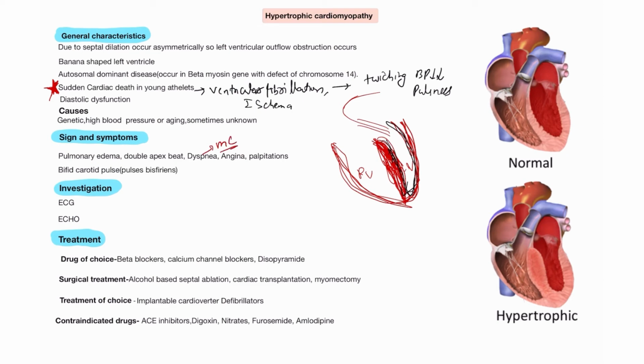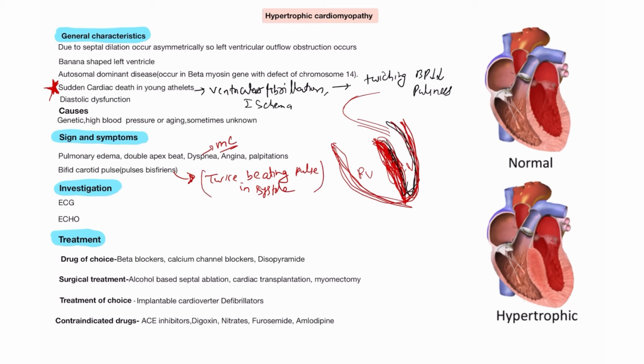And also bifid carotid pulse. In dilated cardiomyopathy, I discussed the dicrotic type of pulse, but in hypertrophic cardiomyopathy you will see the bifid carotid pulse. What is the meaning of this? What does bifid carotid pulse mean? It is a twice beating pulse, a twice beating pulse in the systole. In the systole condition, a twice beating pulse.